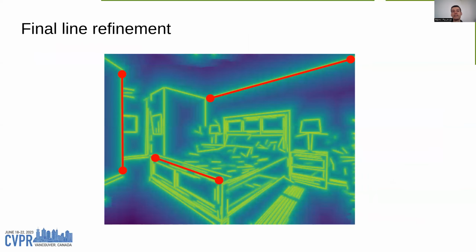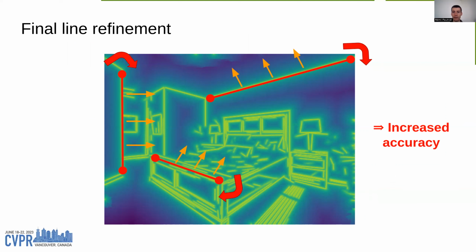Finally, the lines can be also even more refined through an optimization. Given the existing lines and the predicted distance and angle field, we can solve an energy-based minimization so that the lines better fit the distance and the angle field. This brings additional accuracy and repeatability to the lines.